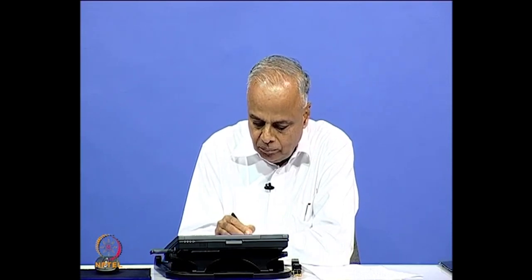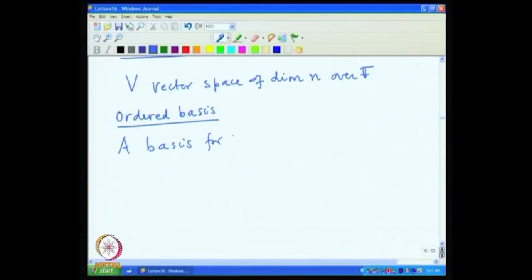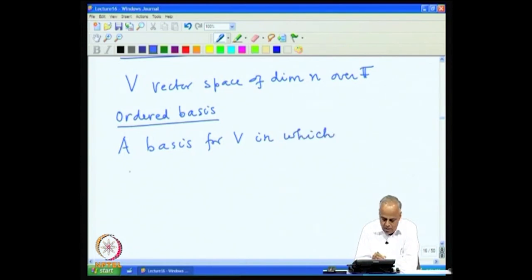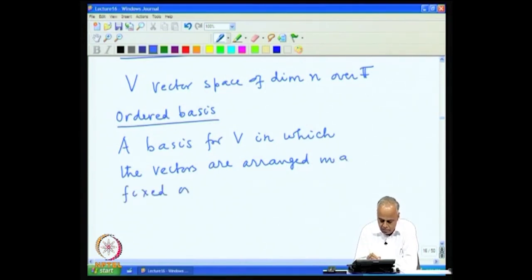So, a basis for V in which the vectors are arranged in a fixed order is called an ordered basis.